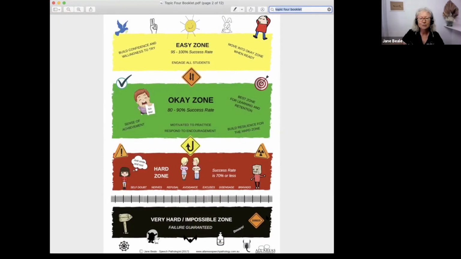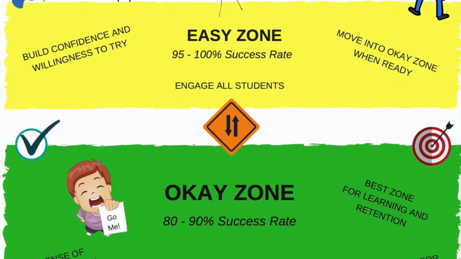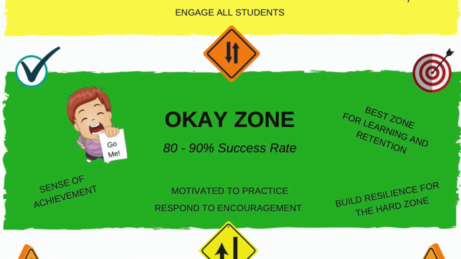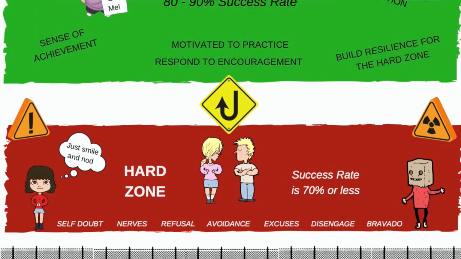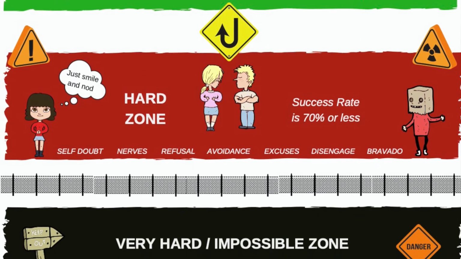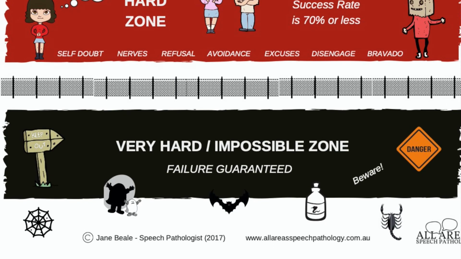So I've got the poster up on the screen now. And like I said, we're going to be referring to this on quite a regular basis now from topic 4 right through to topic 12. So I suggest that you do have a printed copy of this and that you put it up somewhere so you can get familiar with it. So the first thing we notice are the colours. Yellow for easy zone, green for the okay zone, red for the hard zone, and black for the very hard or impossible zone. Do you agree with me that those colours make sense?